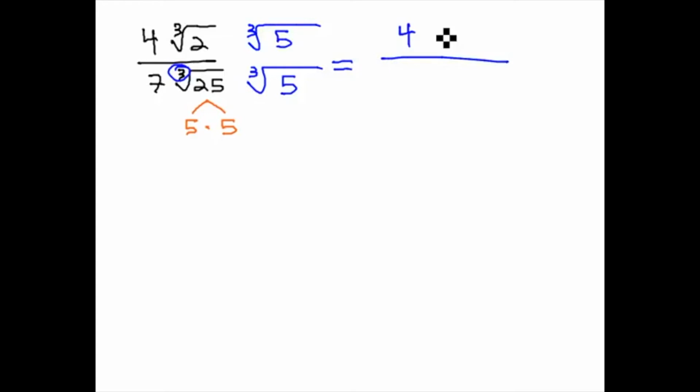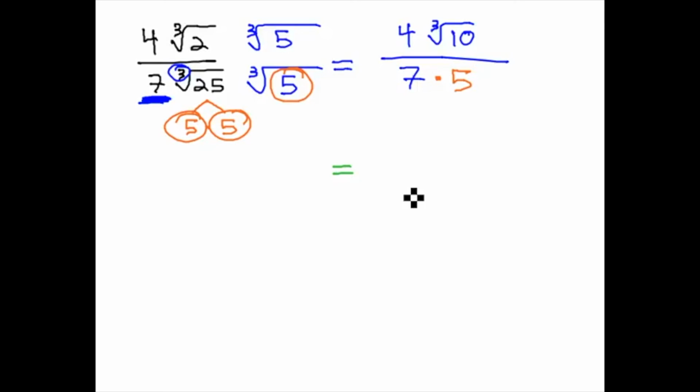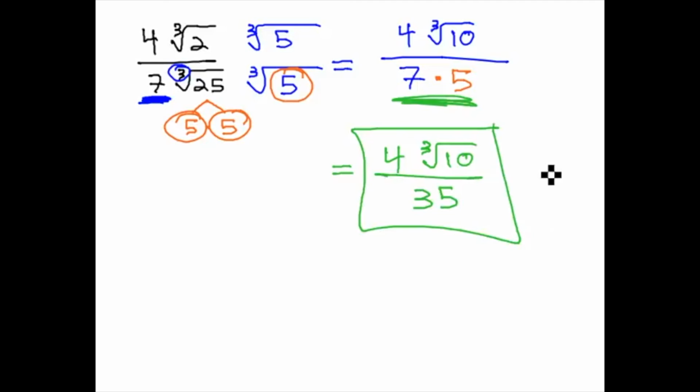In the numerator, we have 4 times the cube root of 10. In the denominator, there's a 7 in front of everything. And then under the radicals, we have 1, 2, 3 5's under a cube root, so one of those 5's can come out. Nothing left under a radical. And all we need to do to finish this problem now is multiply that 7 times 5 together. Our final answer is 4 times the cube root of 10 over 35.